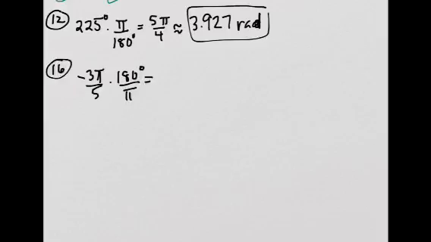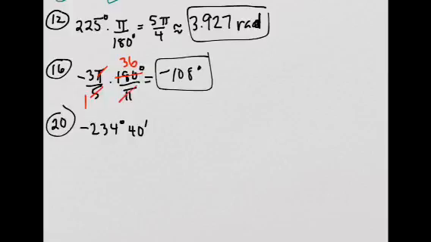Okay, so number 16 is converting a radian to a degree, so the conversion factor is 180 degrees over pi. In this case, I can just go ahead and cancel this and this, and then 5 goes into 180, 36 times, like that. And you just multiply negative 3 times 36, so that gives you negative 108.